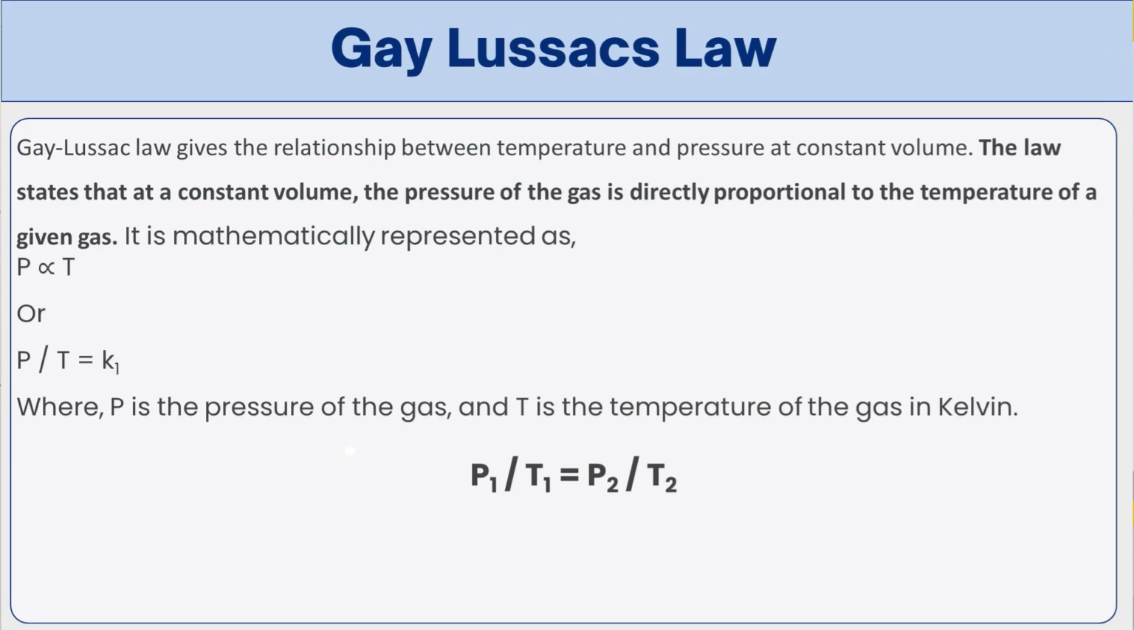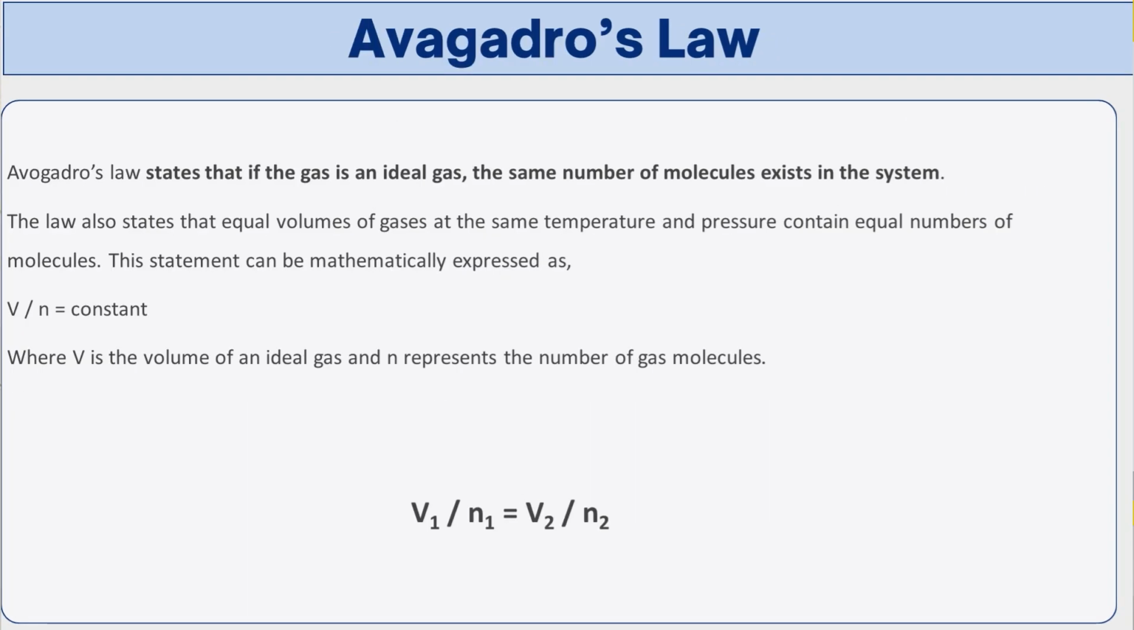Gay-Lussac's law states that at constant volume, the pressure of a gas is directly proportional to the temperature of the given gas. That is, P by T is equal to constant. According to Avogadro's law, the same number of molecules exist in the system. The law also states that equal volumes of gases at the same temperature and pressure contain an equal number of molecules. It is given as V by N is equal to constant, where V is the volume and N represents the number of gas molecules.